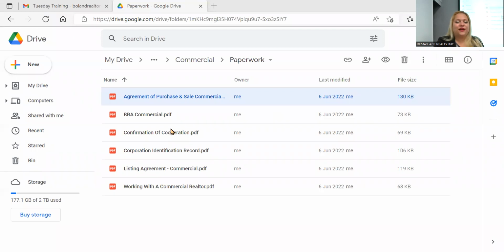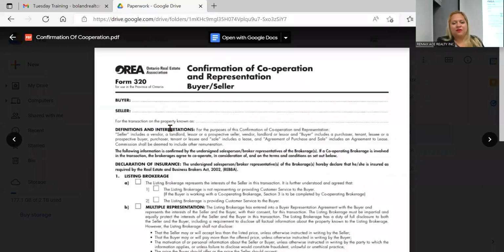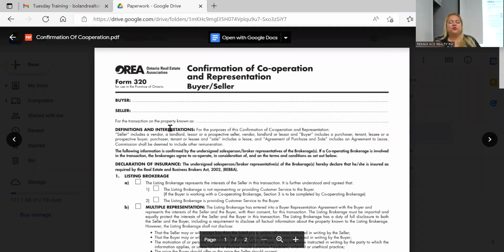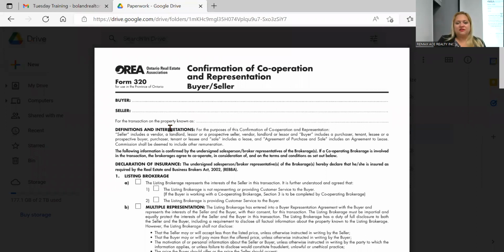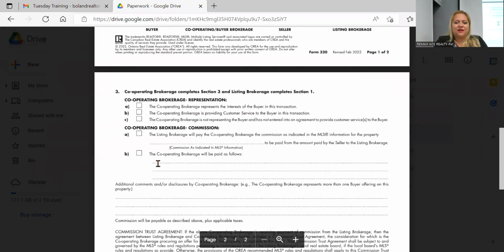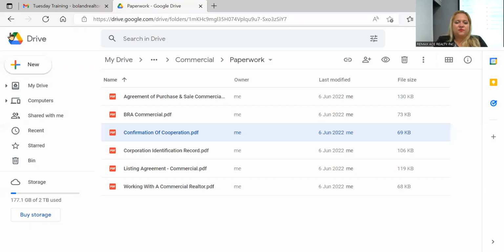Okay, so real quick, our confirmation of cooperation is the same for pretty much every deal. That's just the commission trust agreement between two brokerages saying, hey, I'm representing the interest of the listing or the seller. You're representing the interest of the buyer. Full disclosure always for commission paid, and it'll tell you how much commission is paid, right? So that form doesn't change.